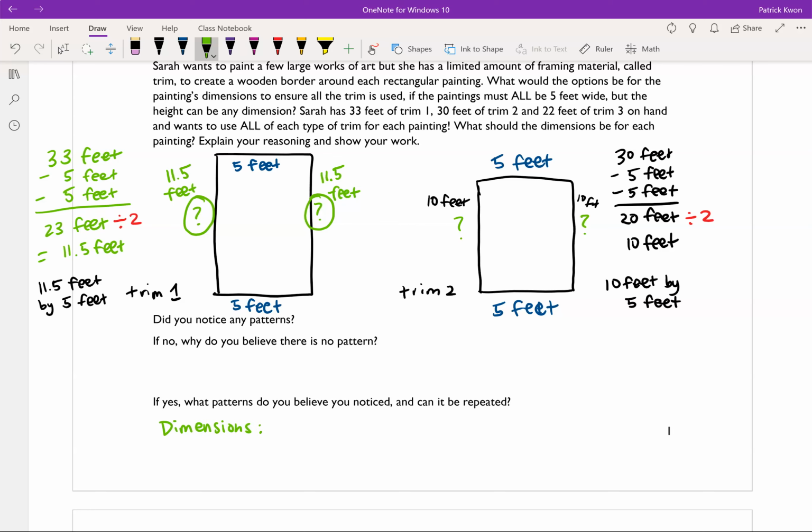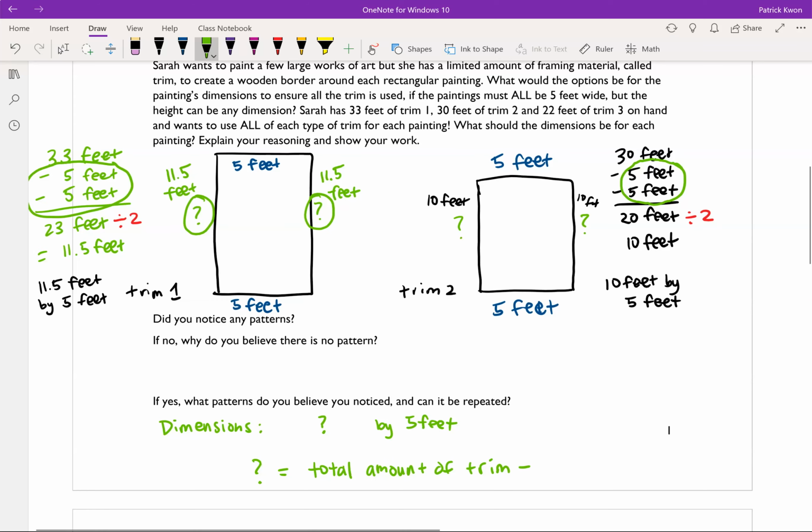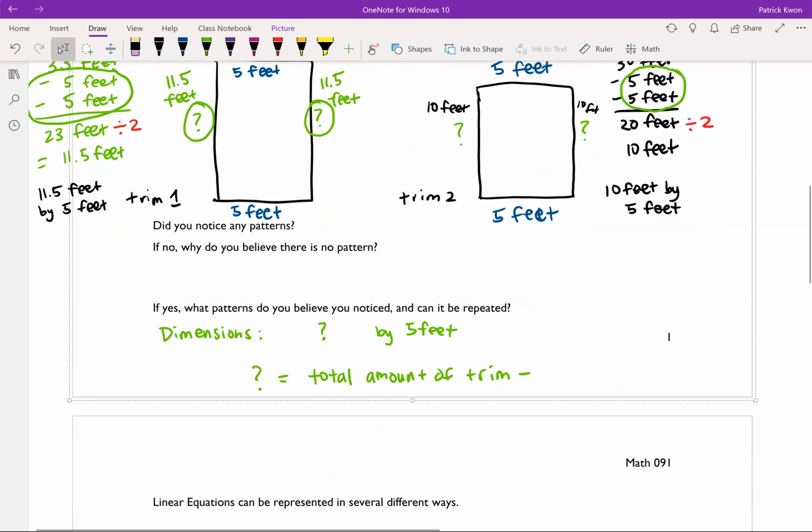And so basically the pattern that we're looking at is that the dimensions are going to be, one of them is going to be by 5 feet. And then the other one is going to be, we can just call it question mark for now, but basically the way that we've been calculating question mark is that value is equal to the total amount of trim, and notice in both of the scenarios what we did was we subtracted 5 feet twice, which is another way of saying subtracting 10 feet.